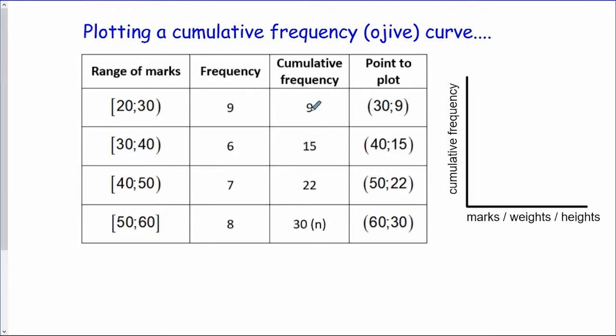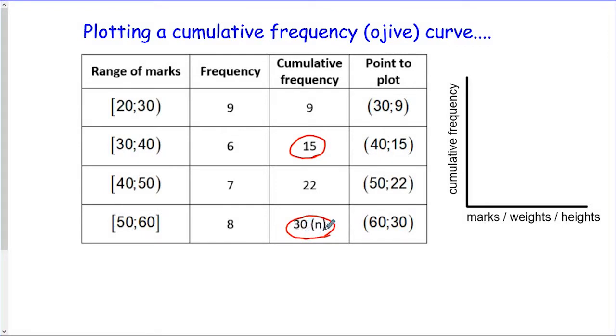So, for example, 9 is the cumulative frequency thus far, plus 6 gives us 15. This number of 15 means that 15 people got a mark of 40 or less. The last number in our cumulative frequency column is the number of data items, the total number. And that means that obviously 30 people got a mark of 60 or less.